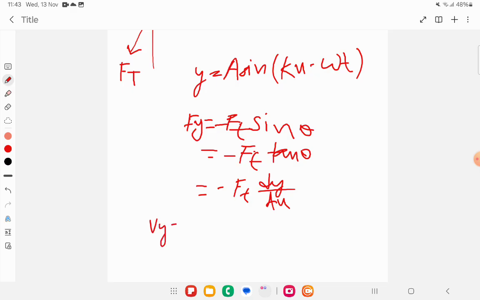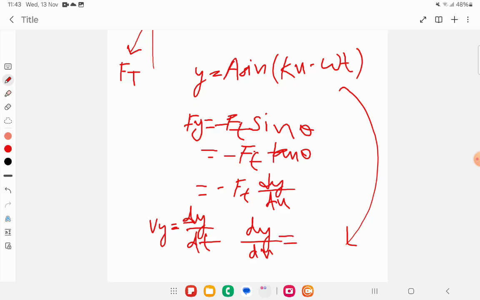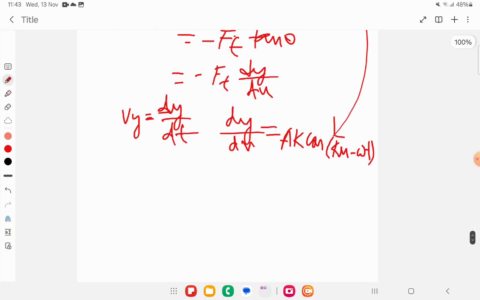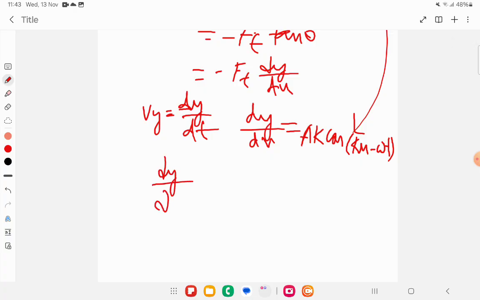Vy is equal to dy by dt. Now dy by dx is equal to minus Ak cos(kx minus omega t), and dy by dt is equal to minus A omega cos(kx minus omega t).